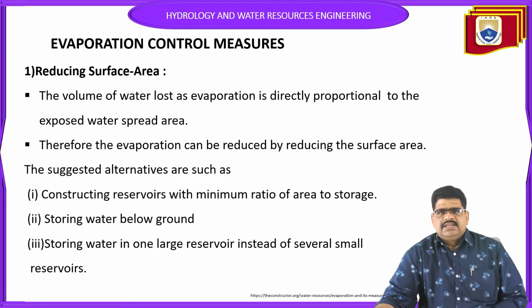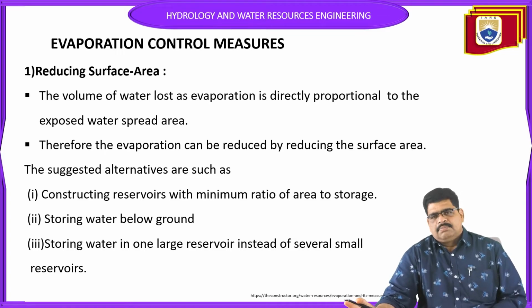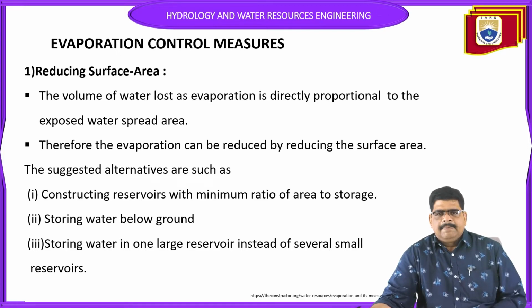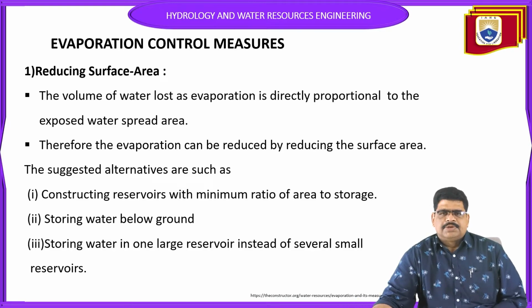So let us see some measures to reduce the surface area. Suggestions can be given, such as first, constructing the reservoirs with the minimum ratio of area to storage. It means the storage capacity will be reduced, but the requirement of storage capacity is necessary. So instead of one, we can bifurcate into four or five reservoirs to reduce the surface area at a certain location. That is the first point.